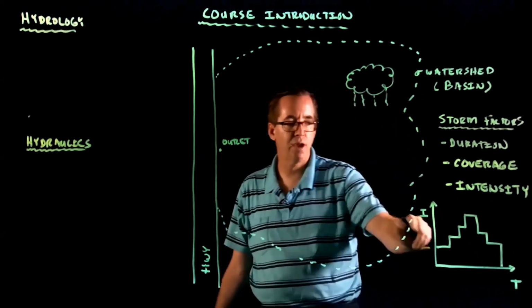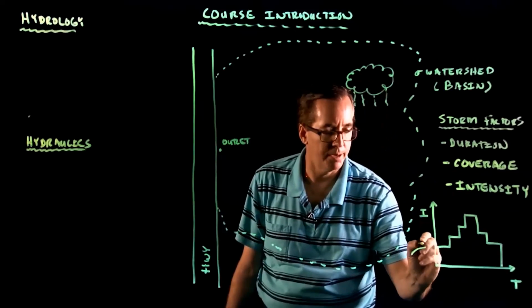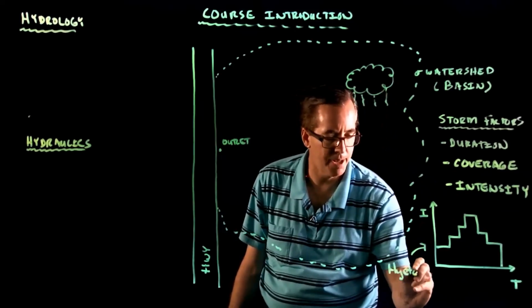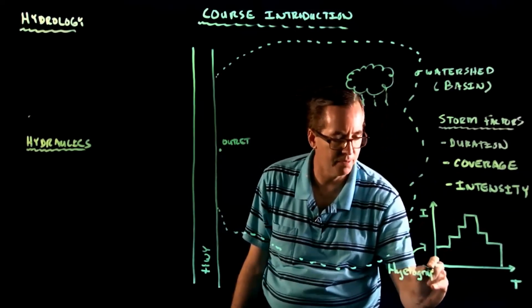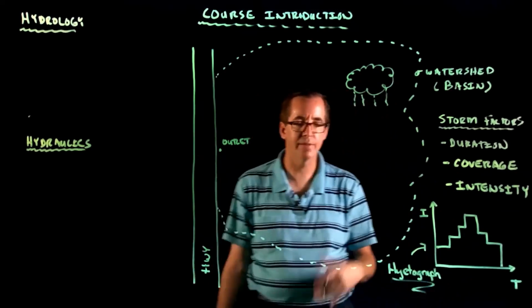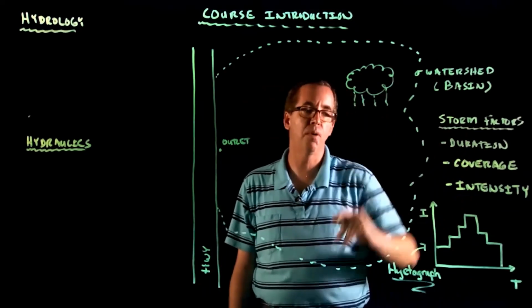Okay. This graph here, we actually refer to as, I'm going to do the line here. This is referred to as a hyetograph, and we're going to learn a lot about these in class. So right now I'm just kind of sharing with you some of the terminology. Okay, that's a hyetograph.